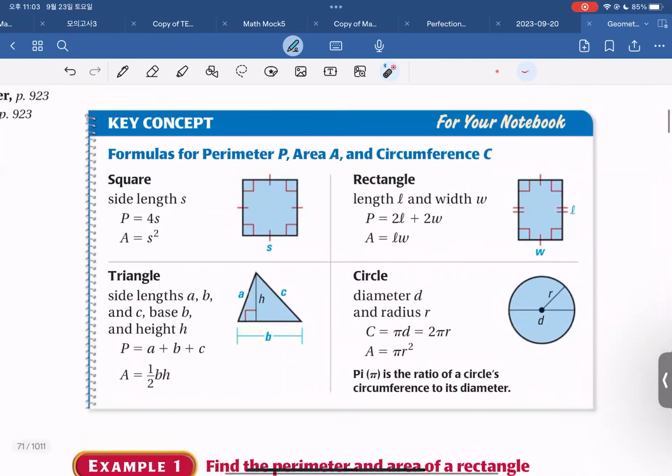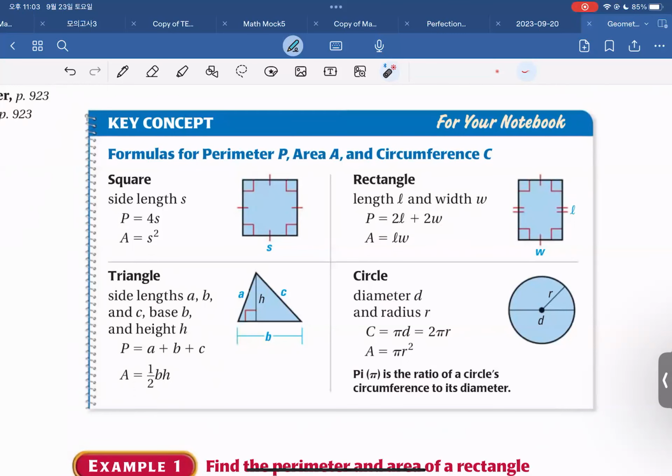Rectangle, 2l plus 2w, so 2 lengths, 2 widths. Let's call the length 2, 2, and the width 4, 4. Then 2 times 2 plus 2 times 4 would be 12, and that would be the perimeter. And your area here would be 2 times 4, which would be 8, right?